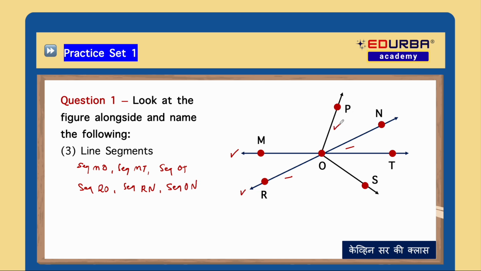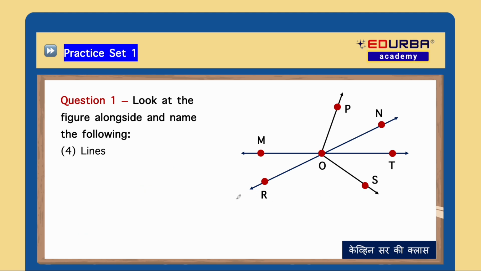Remaining is this ray. Segment can be there on the ray as well. So we have here segment OP on this ray, segment OP. Similarly, we have to cover the segment on this ray also. So we have segment OS on this ray. So that is how we could write all the names of segments in this figure.